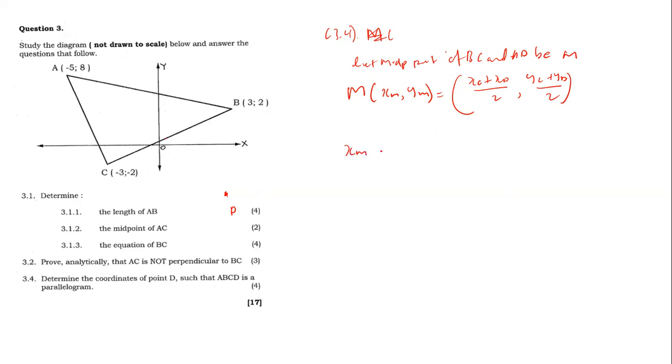Now let's equate the x's. X of M is equal to X of C, in this case is -3, plus X of D, it's +3, over 2. Now Y of C, it's -2, plus 2, over 2. You're going to get 0.